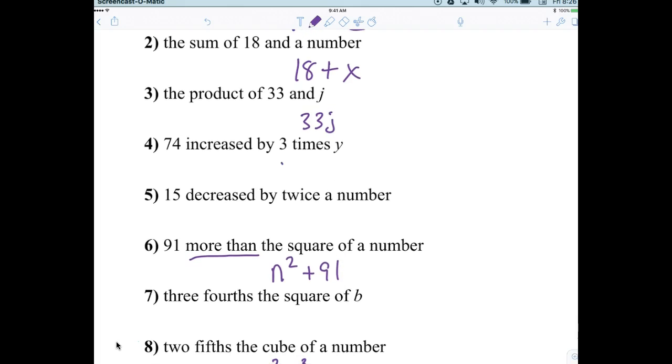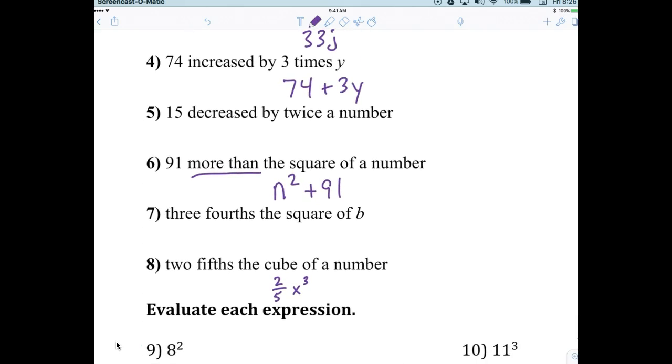74. Now, in this case, 74 is being increased, so that's where you're starting. So it's just 74 plus 3y. 15, are we starting at 15 or are we subtracting 15? We're starting at 15. 15 is where you start. So 15 minus twice a number. And 3/4 the square of b, 3/4 b squared. So everybody agree that's pretty easy, right?